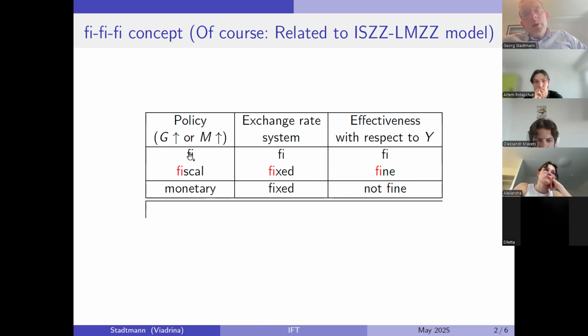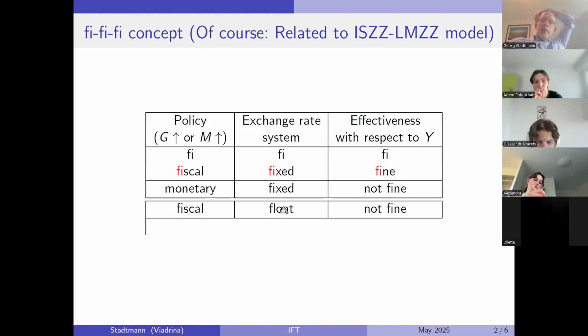In case fiscal policy is fine in a fixed exchange rate system, then fiscal policy in a floating exchange rate system is not fine. So fiscal policy in a floating exchange rate system cannot increase GDP. Why is that? Because when the government increases government spending in a floating exchange rate system, the nominal exchange rate reacts, the nominal exchange rate decreases, causing a real appreciation of the domestic currency. Therefore, in the end, GDP is on the same level as before.